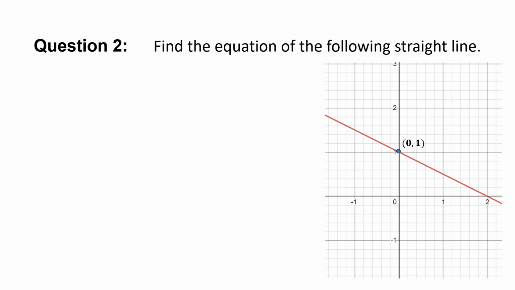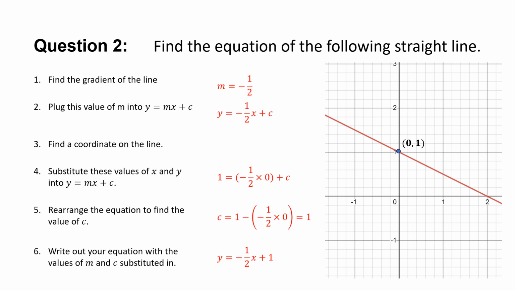So here, I'm just going to display this all at once. So the gradient of our line here is going to be m equals minus a half. We now plug this value of m into y equals mx plus c to get y equals minus a half x plus c. So the coordinate on the line that I chose here is the coordinate (0, 1). So we're going to plug these values of x and y into our y equals mx plus c. So we now have 1 equals minus a half times 0 plus c.